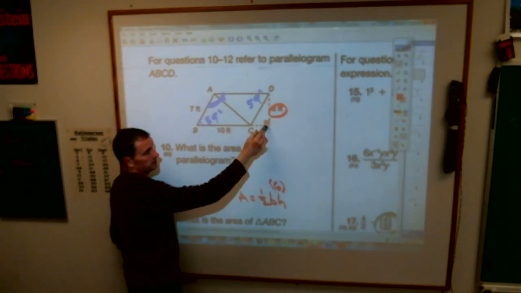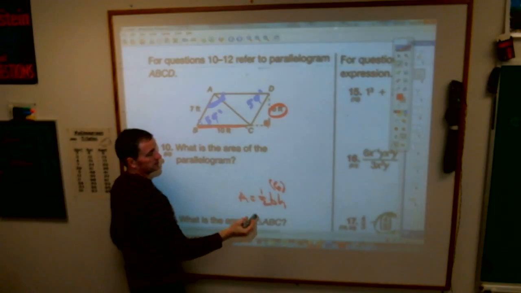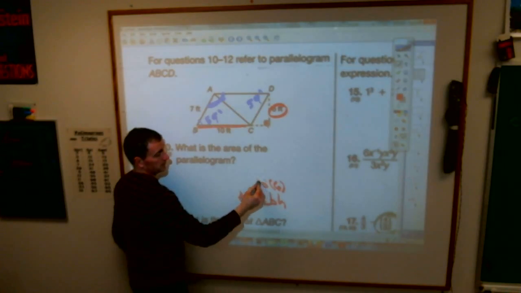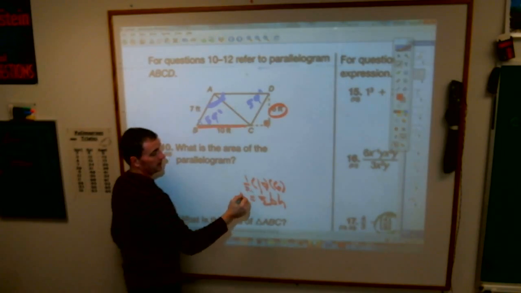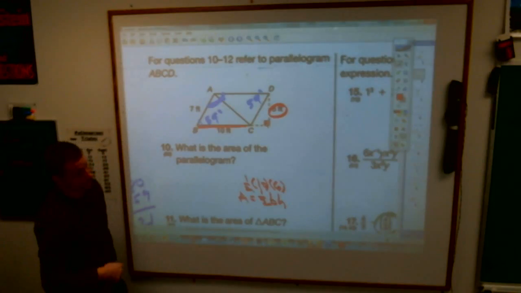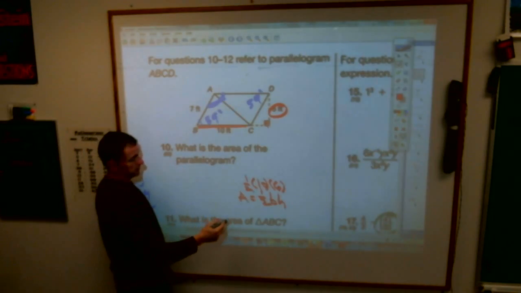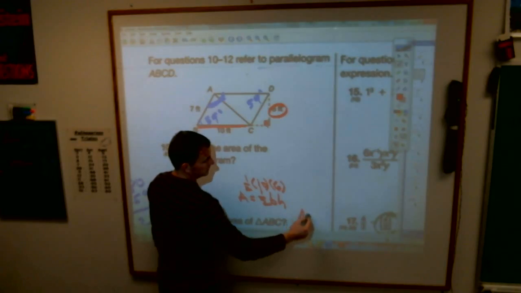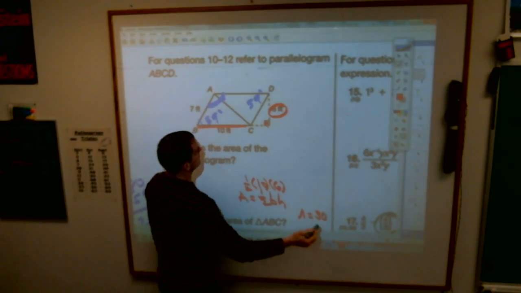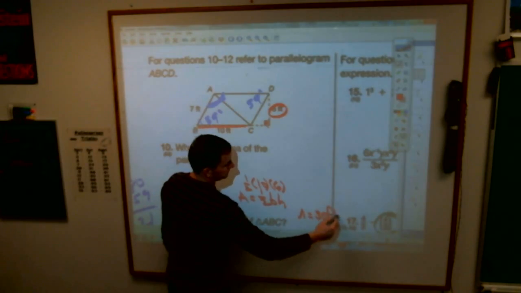And the line that it's perpendicular to, which is this, is my base. So it is 1 half of 10 times 6. Half of 60 is 30. So the area of my triangle is 30, whatever that is, feet squared.